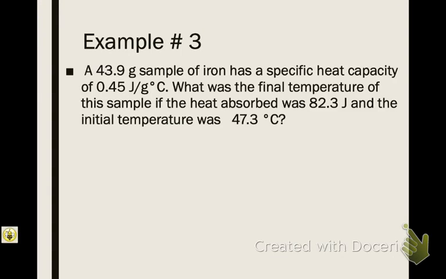Example 3 says a 43.9 gram sample of iron has a specific heat capacity of 0.45 joules per gram degree Celsius. What was the final temperature of the sample if the heat absorbed was 82.3 joules and the initial temperature was 47.3 degrees Celsius? So let's set up our variables, Q, M, C, and then delta T is my change in temperature.